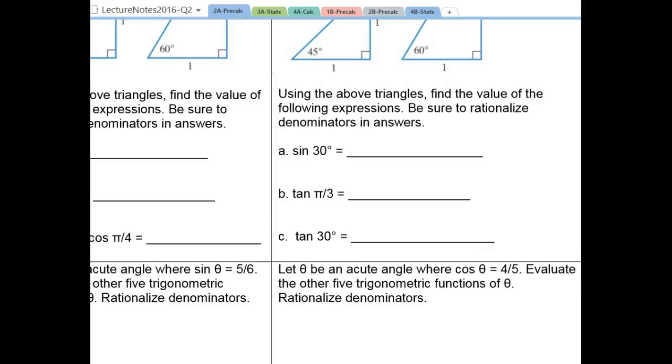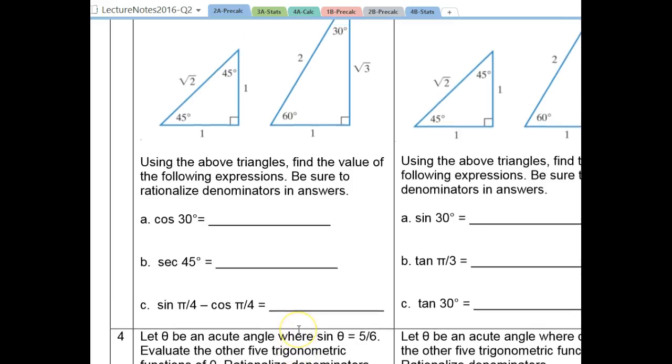I'm going to zoom in here a bit. And this is the first one on the back page of that guided document. So I'm going to work this one, and then I'm going to let you do the other two. But I've got the 2 triangles that we were just working with here on the back. I'm going to use those to come up with these ratios.